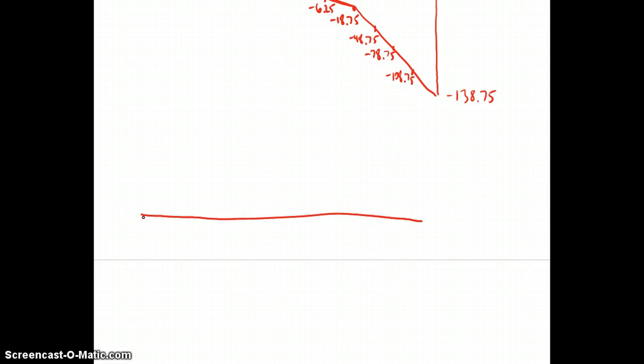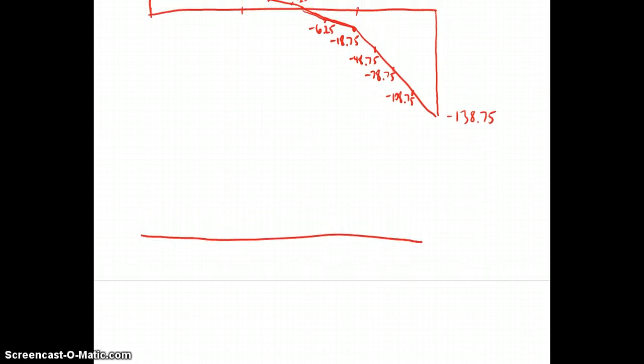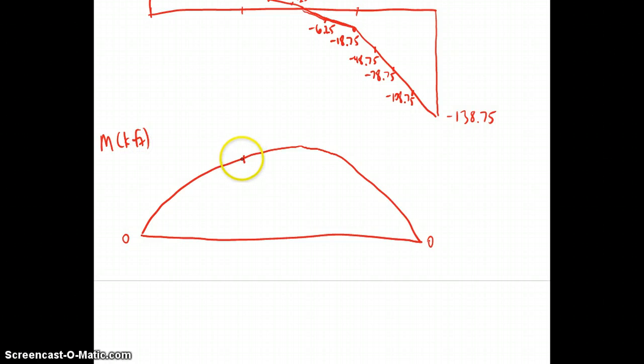So we know moment starts and ends at 0, being a simply supported beam. We know that it's going to have a maximum where shear is equal to 0. And then it's going to more steeply drop off once we have the greater magnitude of loading. Okay, so we can break this up into segments. This would be segment A, segment B, and segment C. And again, we're interested in the quarter points.